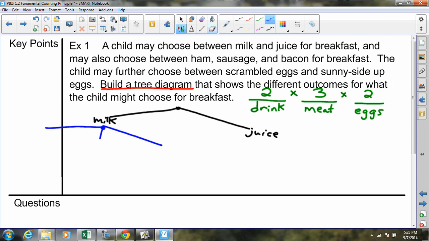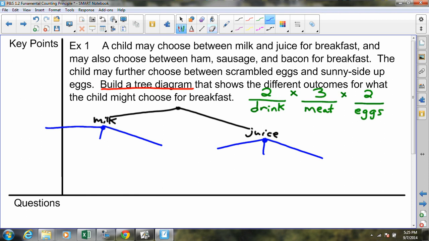But even if you didn't pick milk and you pick juice on the right, you still have that same choice. You have to pick between the 3 different meats. That's why both milk and juice need to have the 3 dots. Each needs to have a dot. And we can then start listing them out.